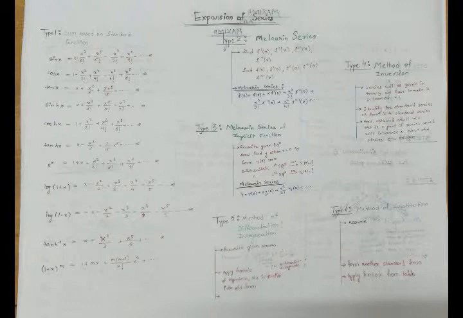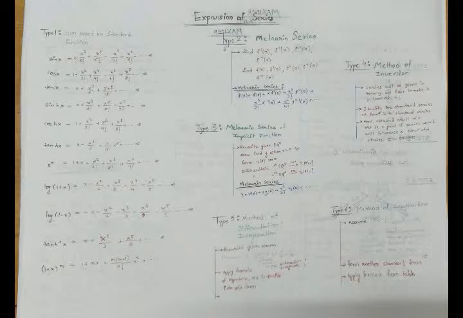And the original function f of x can be determined as f of a plus x minus a into f dash a plus x minus a the whole square upon 2 factorial f double dash a plus x minus a raised to 3 upon 3 factorial f triple dash a and so on. Now this last series is helpful in expansion of powers of h or x.